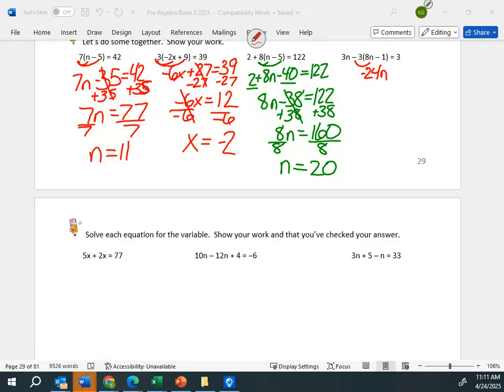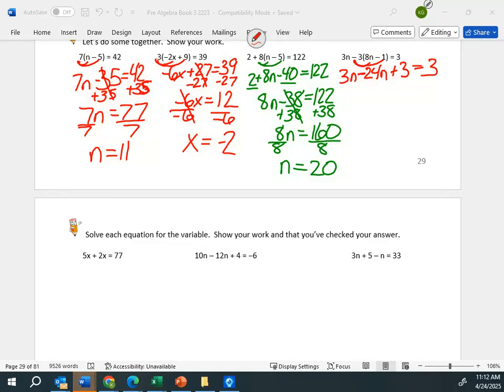Then what do I do? Hadley, finish up the distributive. Negative 3 times negative 1, which would be what? Plus 3, a positive 3. Then I have to bring down everything else in my equation that I haven't done anything with. So I have a 3n, and look, that negative 24 is a minus 24, and it all equals 3.